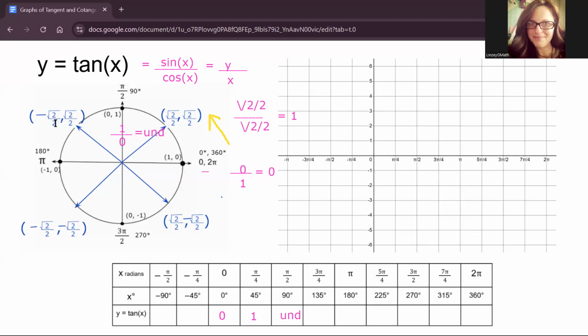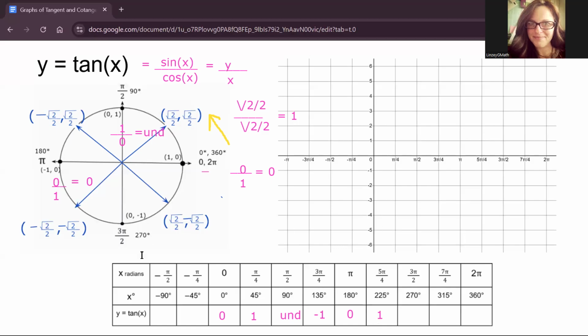And then we'll take a look at 135 degrees. And we see y over x is going to give us negative 1. And 180 degrees, y divided by x, 0 divided by 1, we get 0. Tangent of 180 degrees is 0. And then down here to 225 degrees, we'll divide y over x, negative divided by a negative, and we get positive 1.